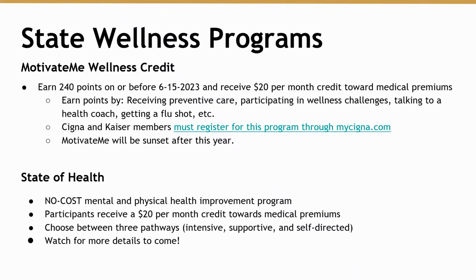The state is rolling out, or has been rolling out, a new program called State of Health. It is a no-cost mental and physical health improvement program. Participants in this program also receive the $20 a month credit towards medical premiums. Now, if you're getting it through MotivateMe, you can't get another $20 through State of Health. It's one or the other, but it's a second option for getting that money. You can choose between 3 pathways: intensive, supported, or self-directed. Self-directed is still being finalized. Watch for more details to come as this program continues to expand and improve.